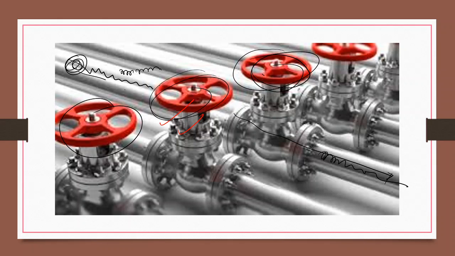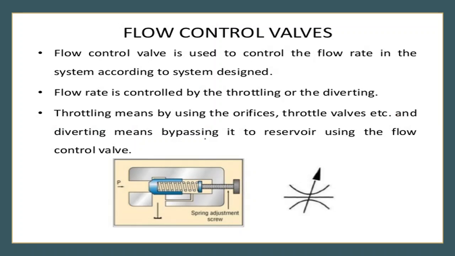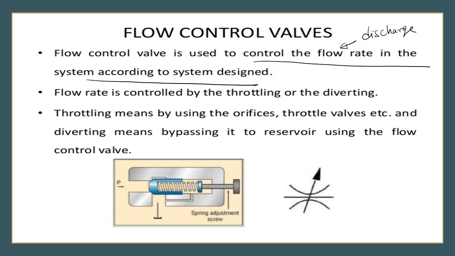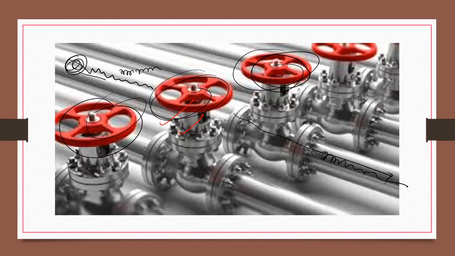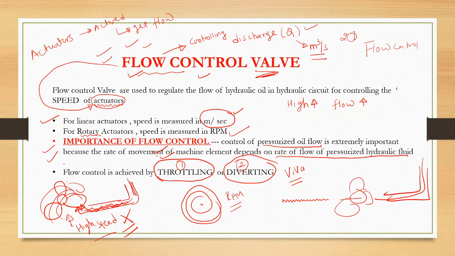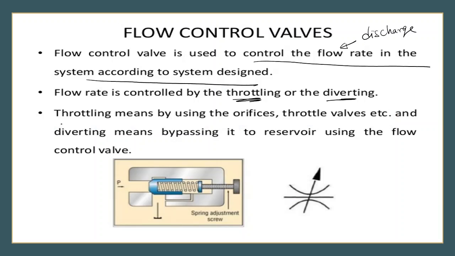By using this valve we can control the flow of our pressurized oil, or any fluid. Here we have also shown flow control valves. You can see that a flow control valve is used to control the flow rate. Flow rate means discharge. It is used to control the discharge of flow in the system according to the system design. Next point, flow is controlled by throttling and diverting. The same points that were shown earlier are explained here also. You can write these points in your exam. This is the schematic diagram of a flow control valve.